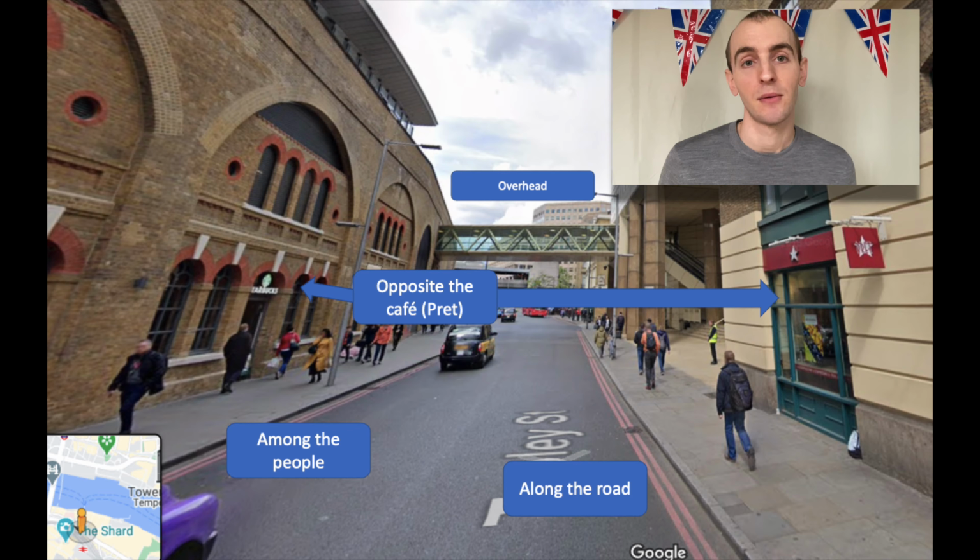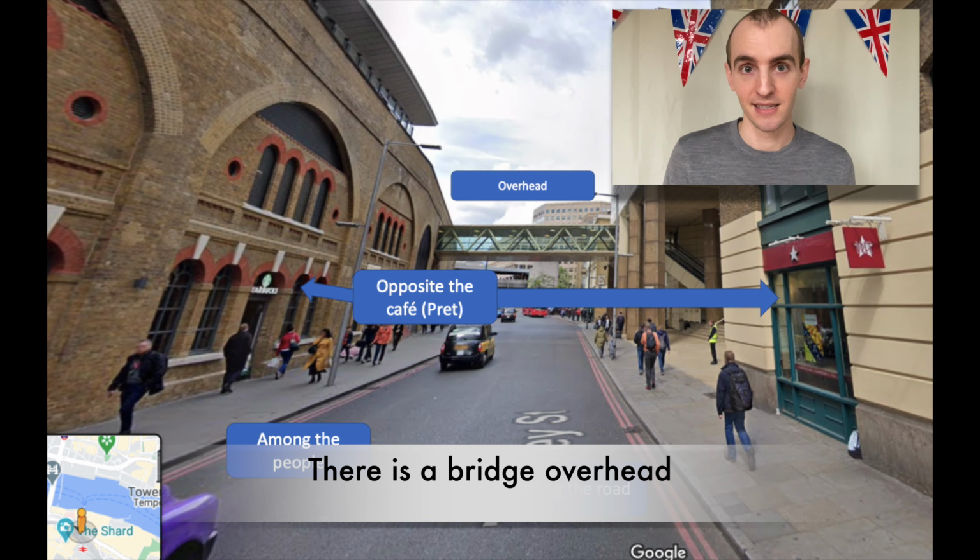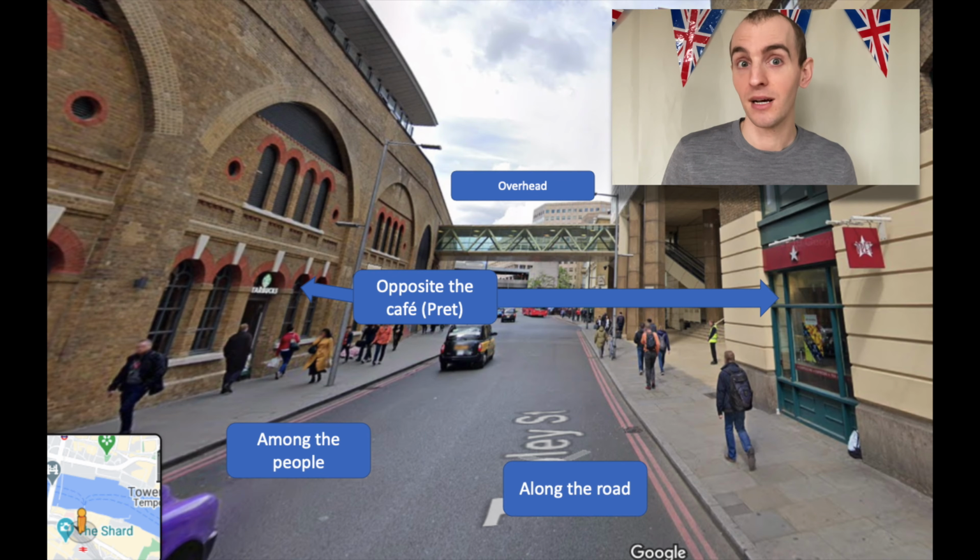In this one, we have something overhead. So you probably know the word over and the word head. Maybe you didn't know it could be a compound word. So if something is overhead, that means it's above you, quite simply. It's over your head, right? So in this picture, we could say there is a bridge overhead. So if you're a very big lorry or you're very tall, watch out, there's a bridge overhead.